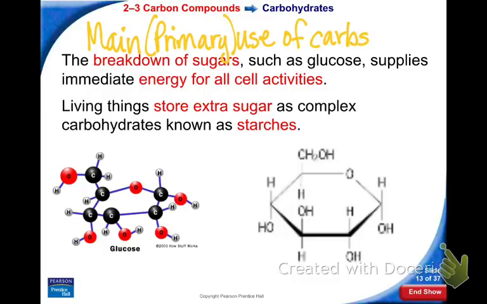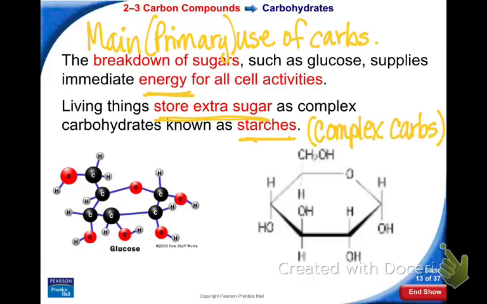Okay, our main use of carbs is energy. When we take in a lot of carbohydrates, more than we're going to use right away, we're going to store those extra carbohydrates as starches. And we call these complex carbs. So if we eat something with a lot of glucose molecules in it, we're going to use some of that energy right away. And then whatever we don't use, we're going to store as a starch in our body as a complex carbohydrate.